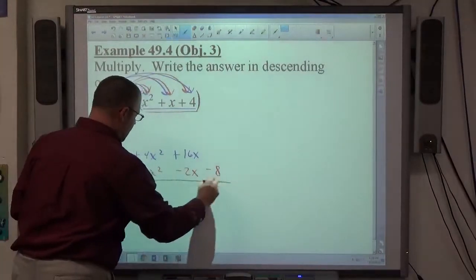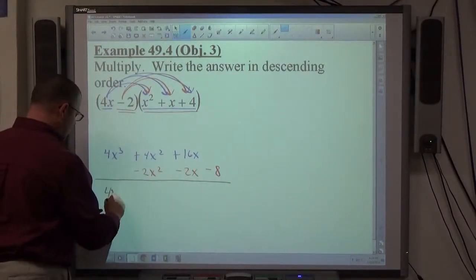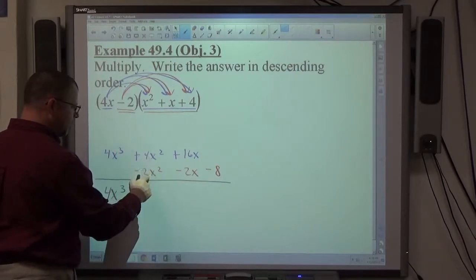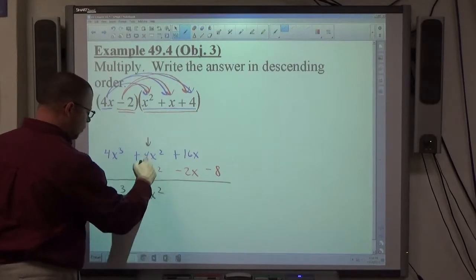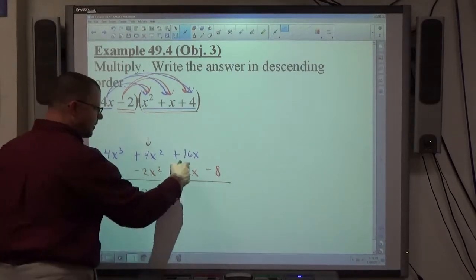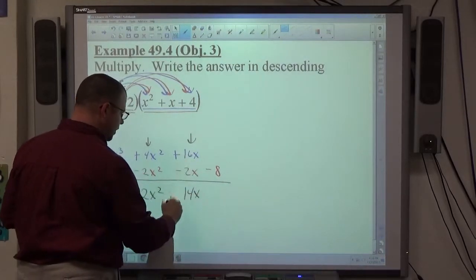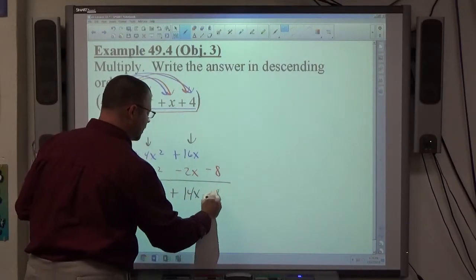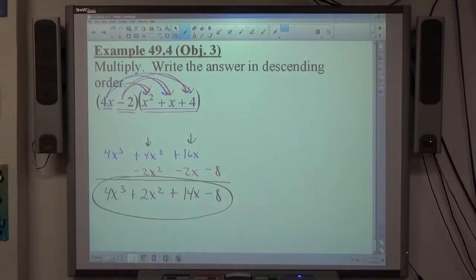Once again, if I'm going to do it that way, I go ahead and line up like terms as I go. 4x cubed is what I've got here. I've got plus 4x squared minus 2x squared. These signs are opposite, so I'm going to subtract. 4 is bigger, so it's positive. 16x and 2x, signs are different, so I subtract. 16 is bigger, so it's positive. Then we get minus 8 at the end. And that is the product of the 2 polynomials. And again, that's using distributive property.